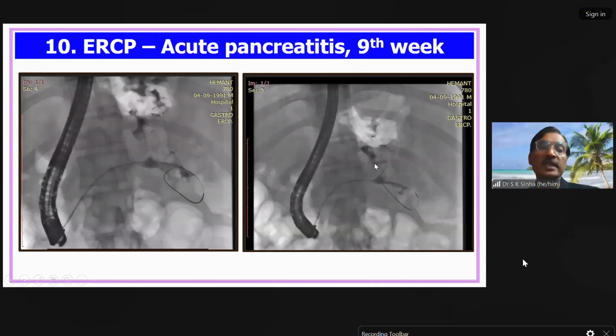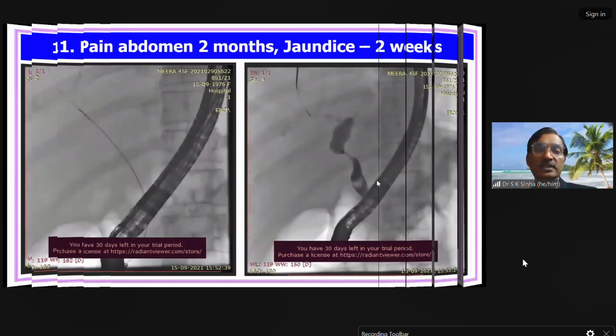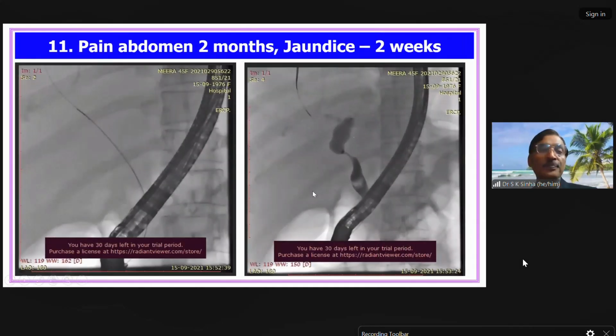Cystogastrostomy has been done, and contrast is entering into the stomach cavity. So we have to stent this for the proper healing of the cystogastrostomy. And can anybody make a diagnosis on this?